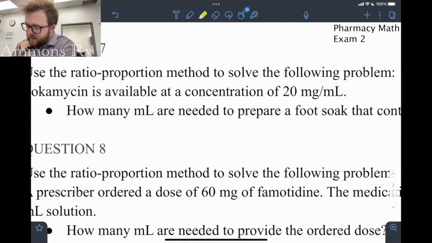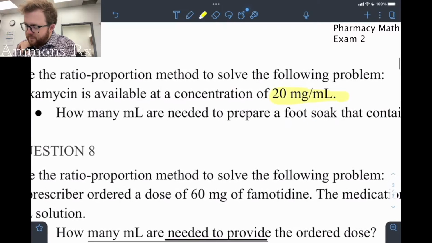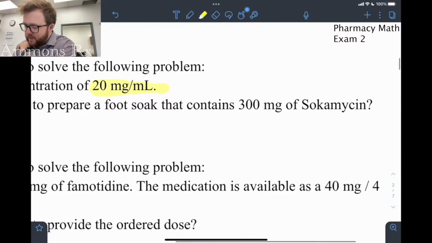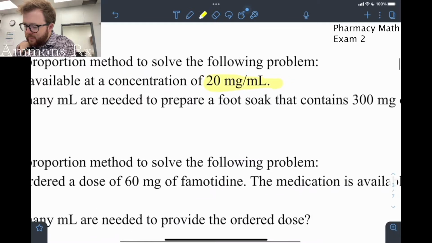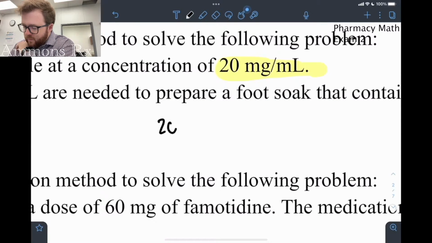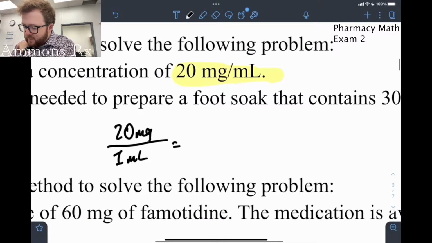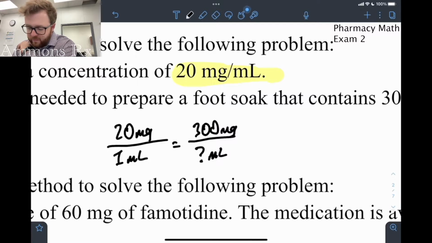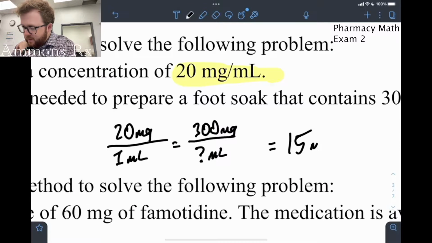This drug is available as 20 milligrams per mil. How many mils are needed to prepare a dose for 300 milligrams? Once again, you're going to do it the same way. 20 milligrams in 1 mil. How many mils for 300 milligrams? 300 divided by 20 is 15 mils.